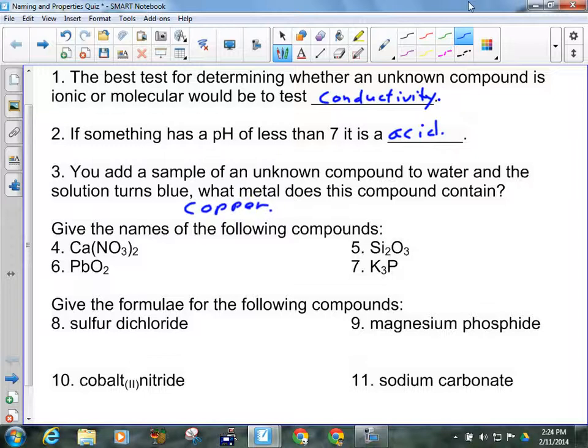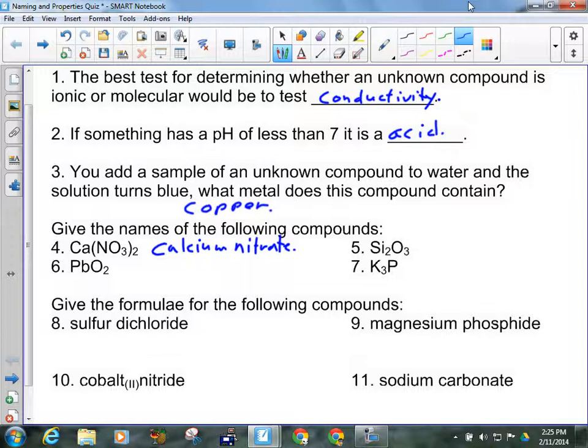Alright, for number 4 here, we got to give the name of this compound. Ca stands for calcium, NO3 is nitrate, so this stuff is calcium nitrate. If there are any capitals in their name, it is wrong. Okay, we must not have any capital letters. As we've said several times, there are no capitals. Alright, I'll be a nice guy. Half off if they have capitals today.